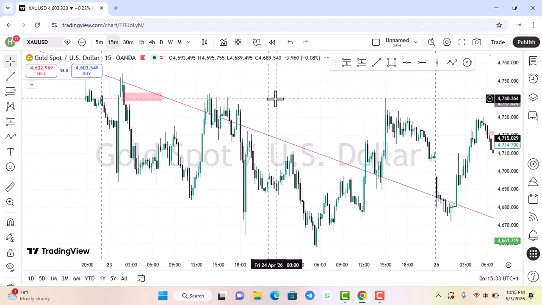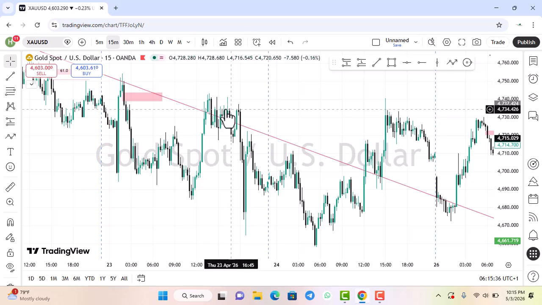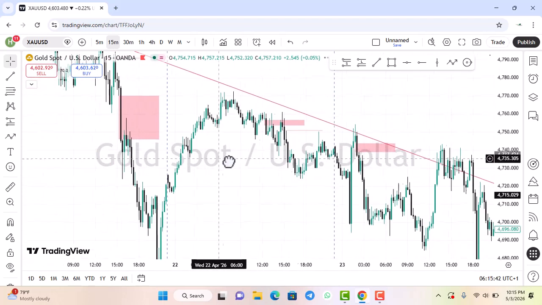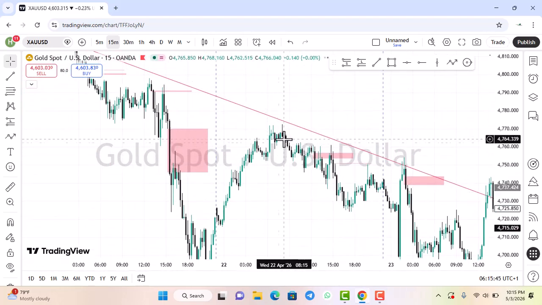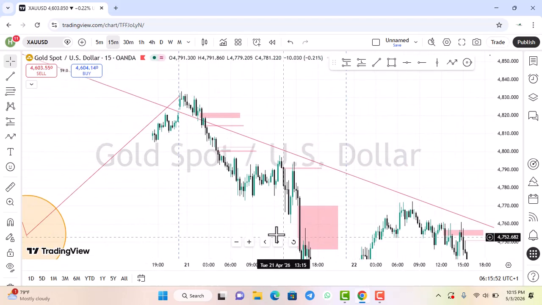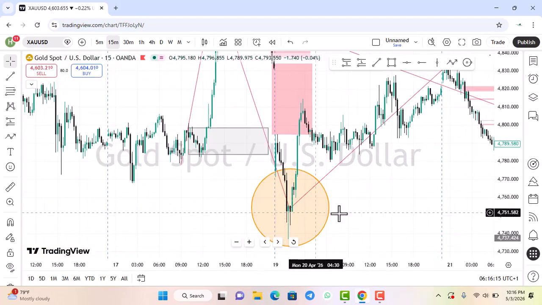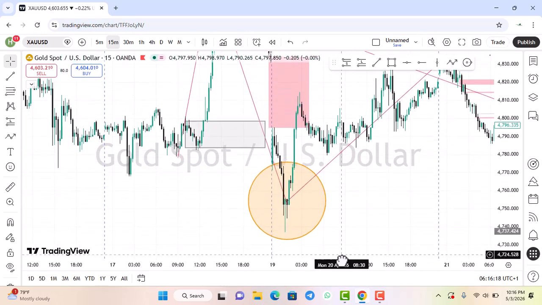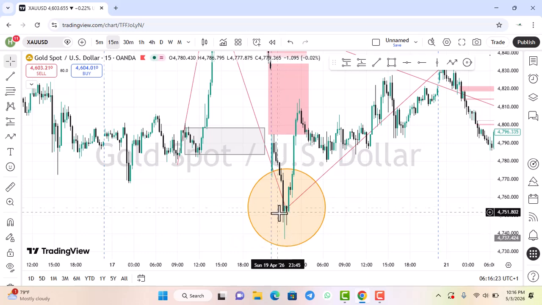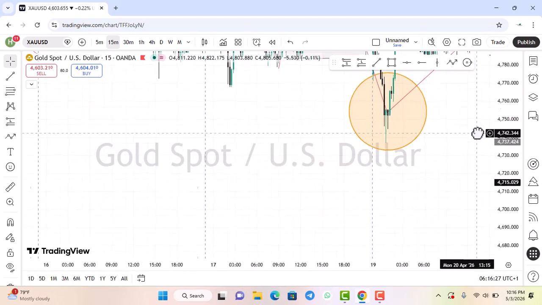You will use that one for confirmation. See another one here. Price was rejecting this zone before selling down. That is another thing we use for confirmation. So see rejection candles here. Price rejected this zone before selling down. All right, look at another rejection candle. Long wick. You can see the long wick. After this long wick formation, price pushed up.